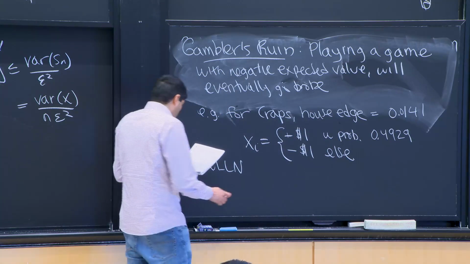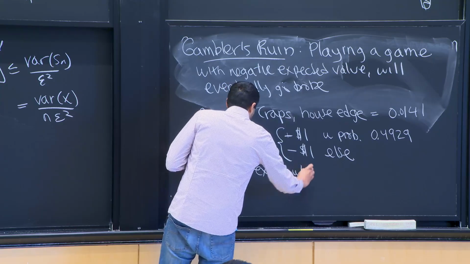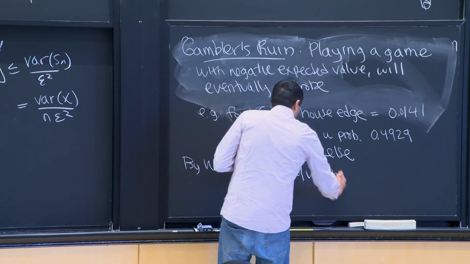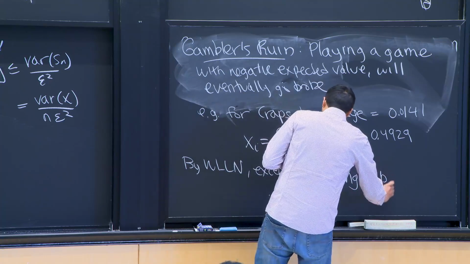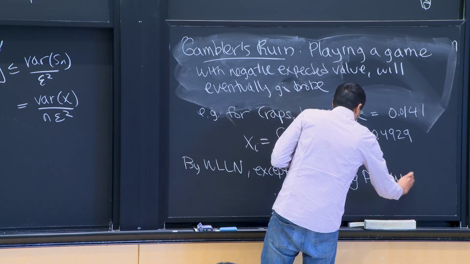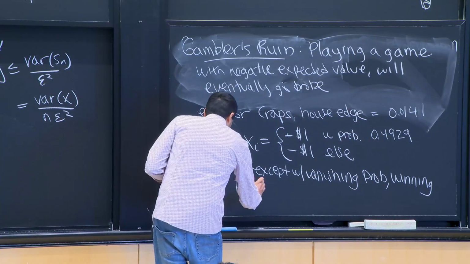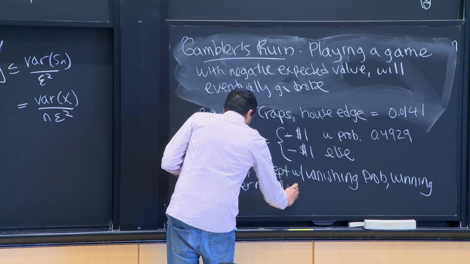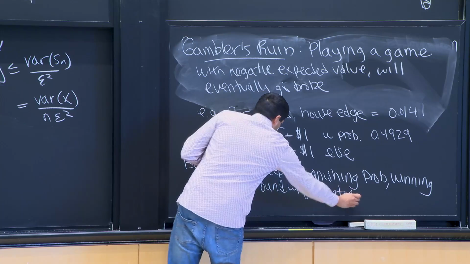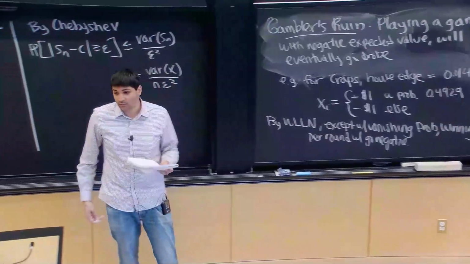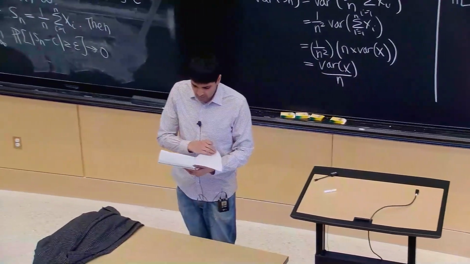So by the weak law of large numbers, except with vanishing probability, something that gets swallowed up by the limit, I claim the winning per round will go negative. Which of course, since it's an average over your rounds, if you play infinitely long, you will go broke. So this is called gambler's ruin.